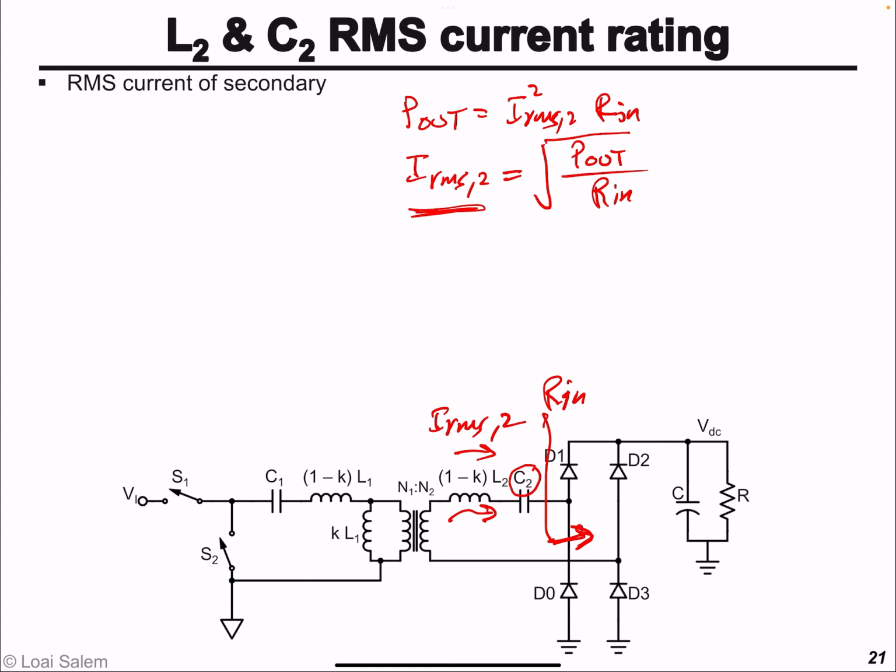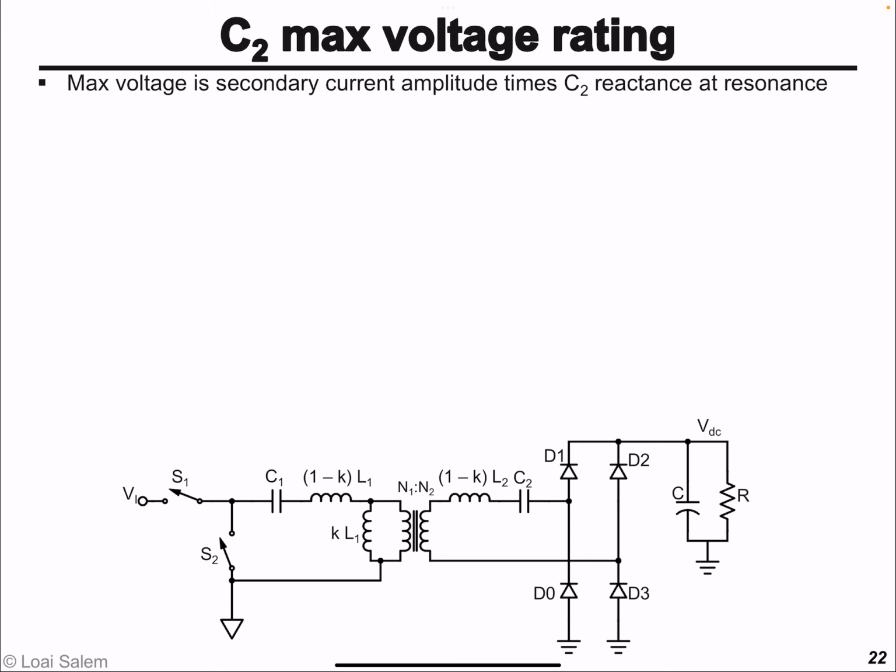And so when we order a component, the capacitor specifically in this case, because I'm assuming we already have the transmitting and receiving coil as given in the problem, we should make sure its RMS current rating must be higher than this value that we just calculated. The second rating for the capacitor is the maximum voltage across the capacitor.